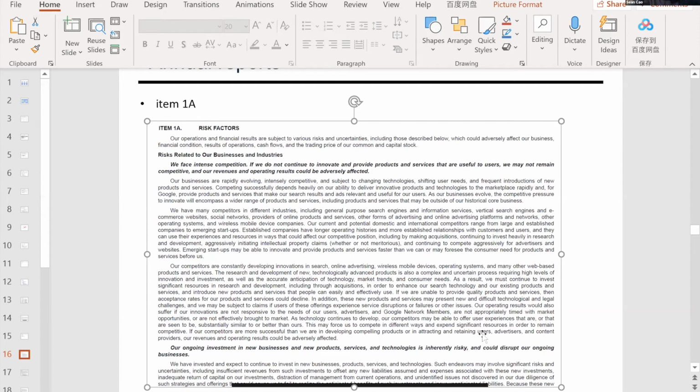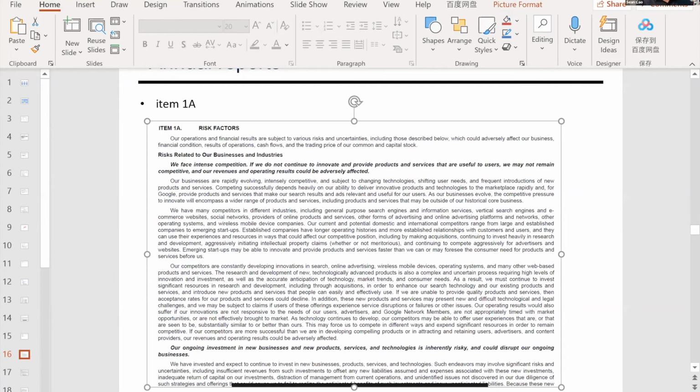Let's look at the second one. Our ongoing investment in new businesses, products, and services is risky, and we could disrupt our ongoing business. So this is also operational risk. You can divide the risk into different types. There's distribution risk, operational risk, product risk, and so on. There's a lot of risk disclosed in the risk factors, and you can categorize them. That's one way you can do that. Let's look at more examples.